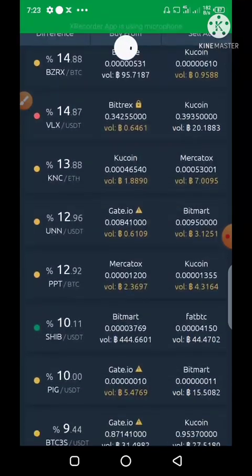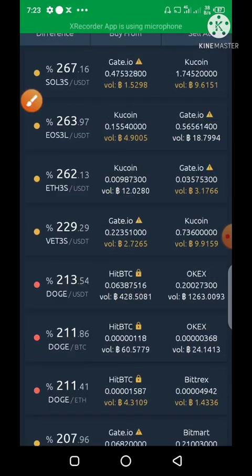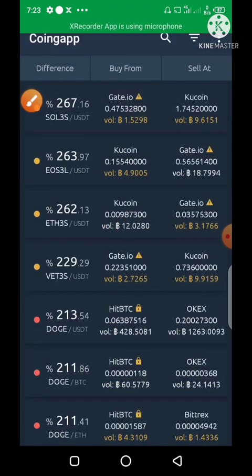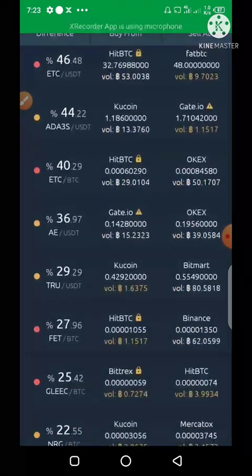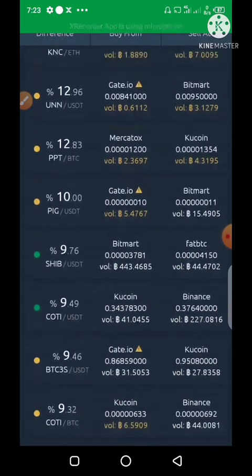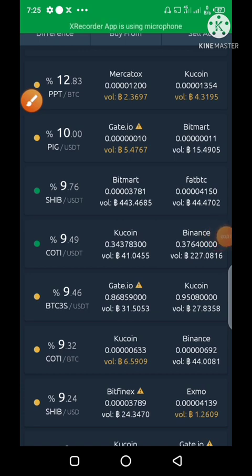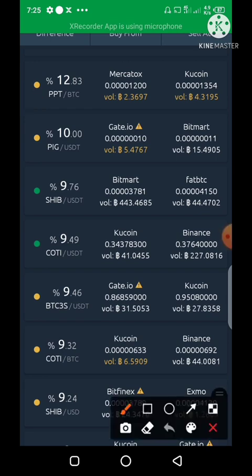Let me show you. Let me refresh it so that we can see the right color we need to see before starting to trade any cryptocurrency using this application. Yes, this is the right color you need to see, or the right sign you need to see before you trade any crypto using this application. This green color.